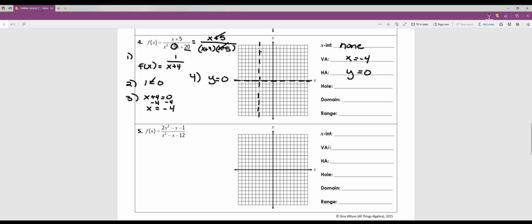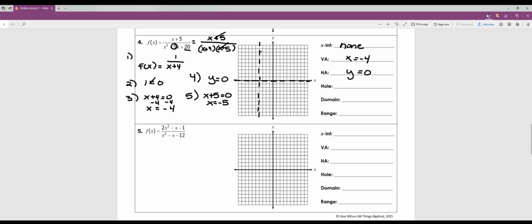All right, step 5, identify any holes. So remember, a hole happens when I have a common factor in the numerator and the denominator. And I did have a common factor. I had that x plus 5 in the top and the bottom. So I find the x coordinate by setting the common factor equal to 0. So our common factor was x plus 5. And when I set that equal to 0, I get that x equals negative 5. So that's my x value.